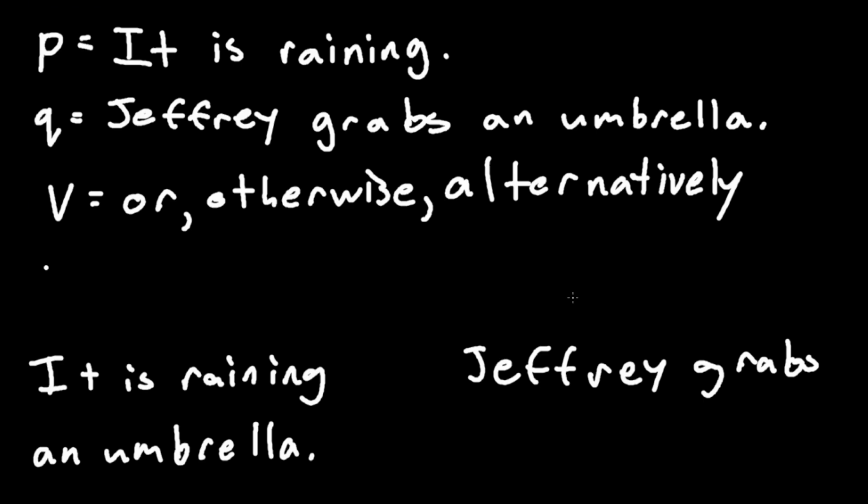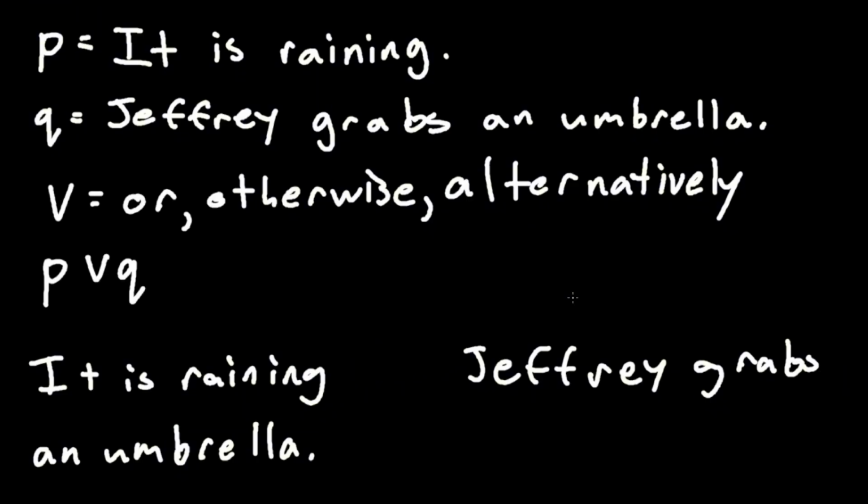But with the or logical operator, you can write this as P or Q and just simply replace the little, I don't know, what's it called? Conjunction? You know what? I haven't taken grammar in a very long time, but the word in between the two sentences. It is raining, or Jeffrey grabs an umbrella. It is raining, otherwise Jeffrey grabs an umbrella. Otherwise, with a comma after. I don't know if there's commas on the left or right. Doesn't matter. But these are just different ways you can interpret the or logical operator.